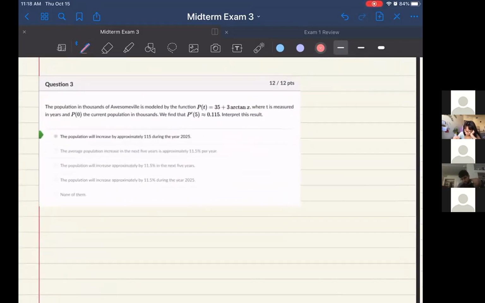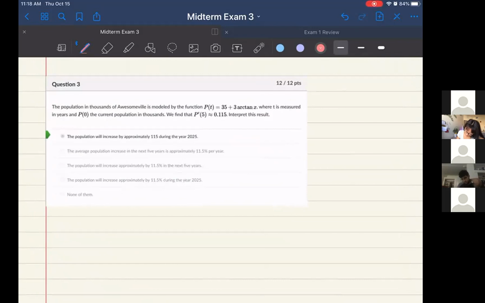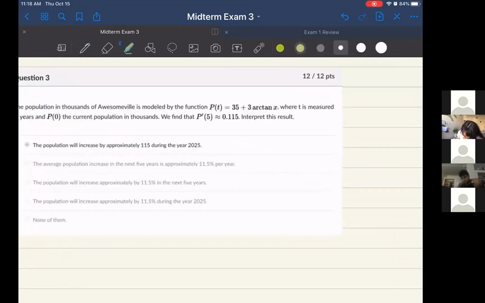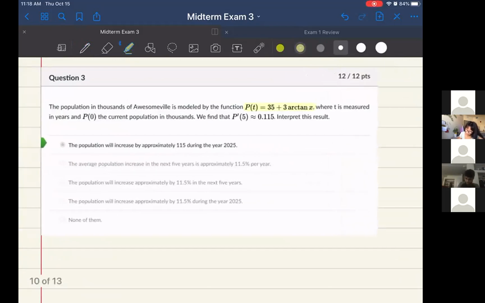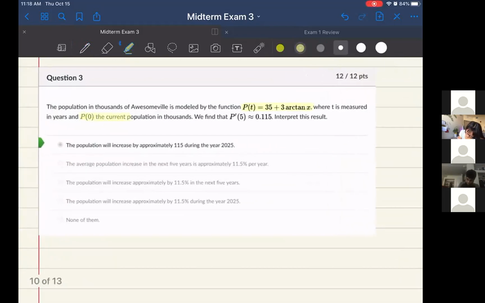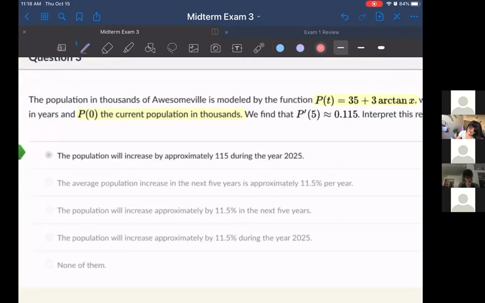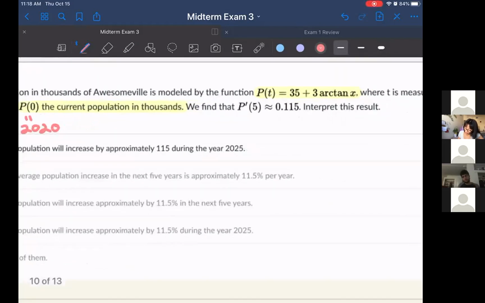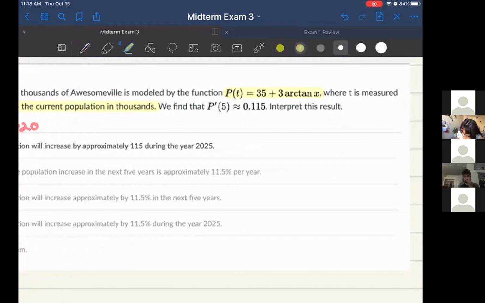3. The population in thousands of Awesomeville is modeled by the function P of T equals that, where T is measured in years and P of 0 is the current population in thousands. So we know P of 0 is equal to 2020, just because Professor likes to do that. And then P prime of 5 is equal to about 0.115.